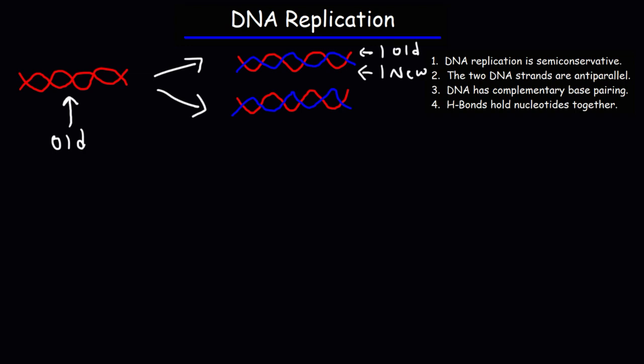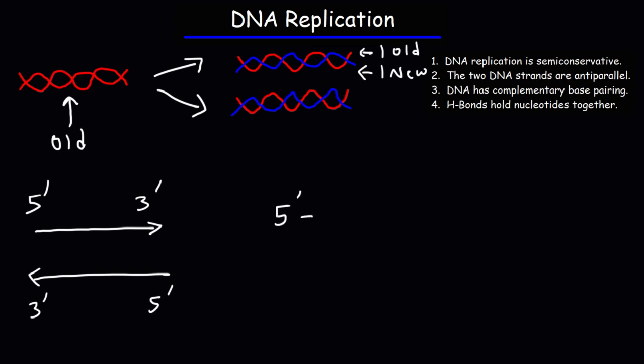Number two, the two DNA strands are anti-parallel. This means that they run in opposite directions. So from left to right, one of the strands runs in the 5 to 3 direction, and the other one goes in the 3 to 5 direction from left to right. Now, the DNA strands are also complementary. They have complementary base pairing.